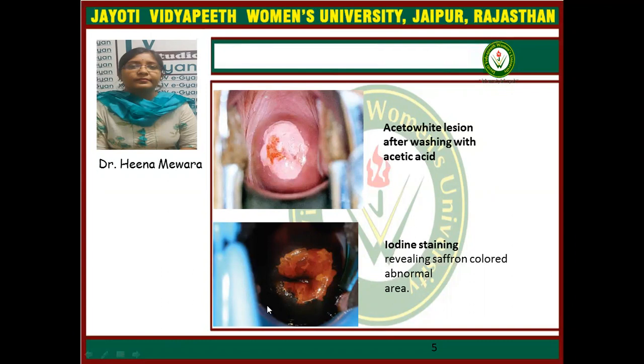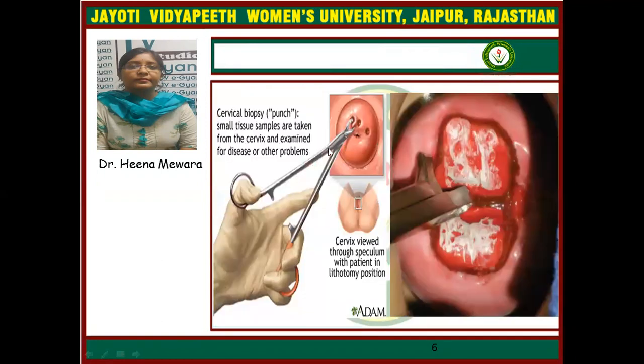This picture shows iodine staining of cervix in the colposcopy. The whole area of cervix takes up the iodine except this area. So this area is suspected for the carcinoma and the biopsy is taken from this area. This picture shows how biopsy is taken from the cervix with the punch biopsy forceps.